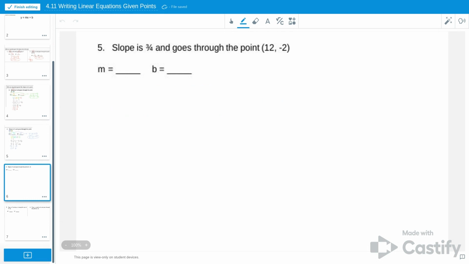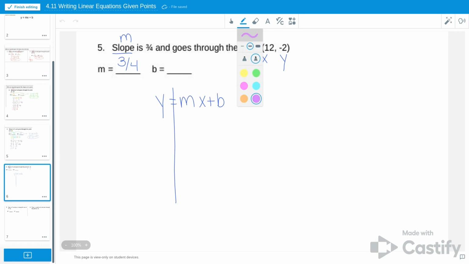Okay, next one. If you want to try and pause it and solve this one on your own, that would be great. Our slope is 3/4. And then I've got the point 12, -2, so that's my x, y. And so we're going to plug in everything that we know. So we know that our m is 3/4. We know that our x is 12. And we know that our y is -2.